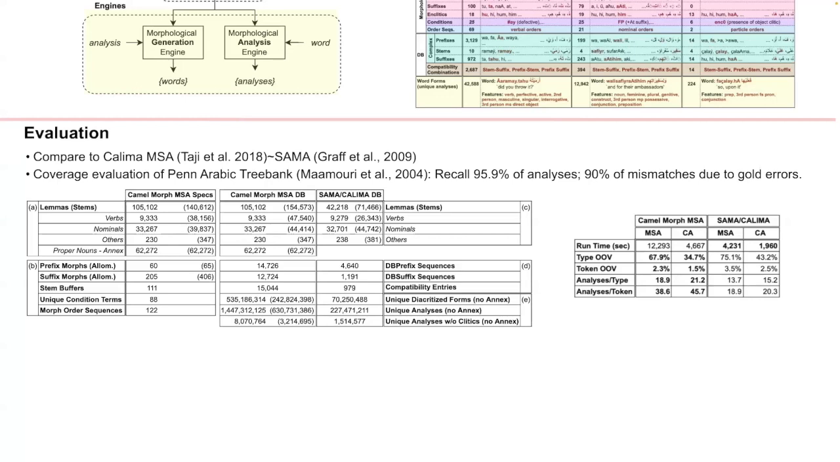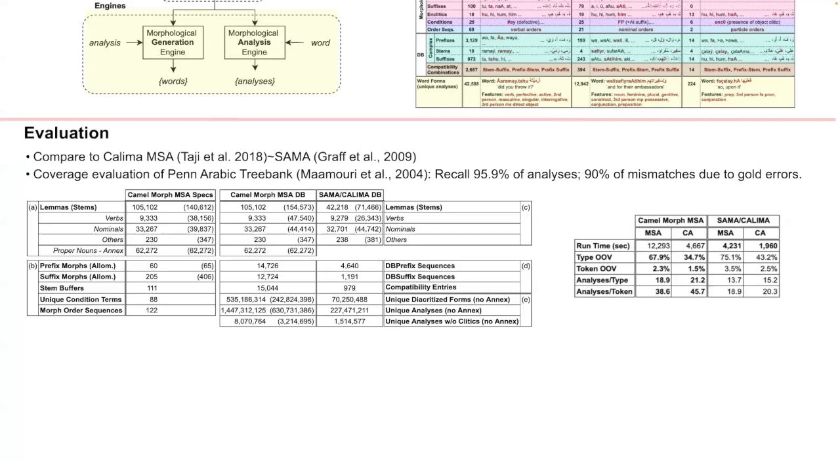Finally, the number of analyses that our database can generate is almost 9 times greater than for Kalima DB. And this is reflected by the greater number of compatibility combinations and complex prefixes, suffixes, and stems. The number of unique analyses when clitics are not considered is about 8.1 million for our database, or 3.2 million without the proper nouns annex, versus 1.5 million only for Kalima DB.